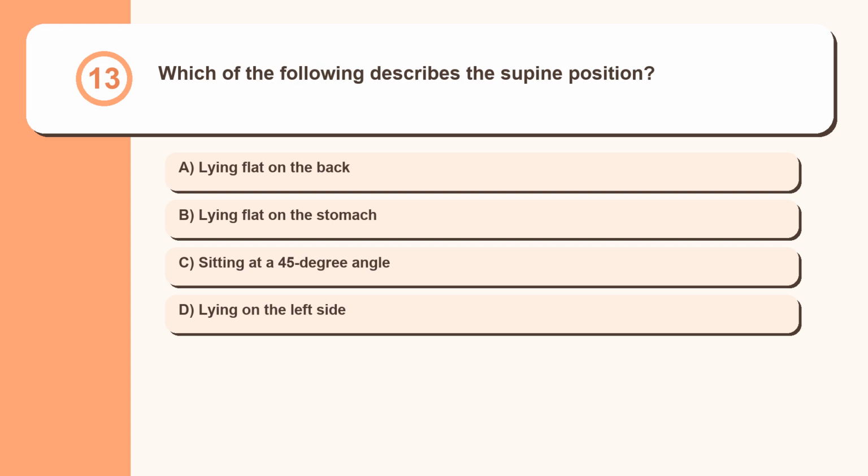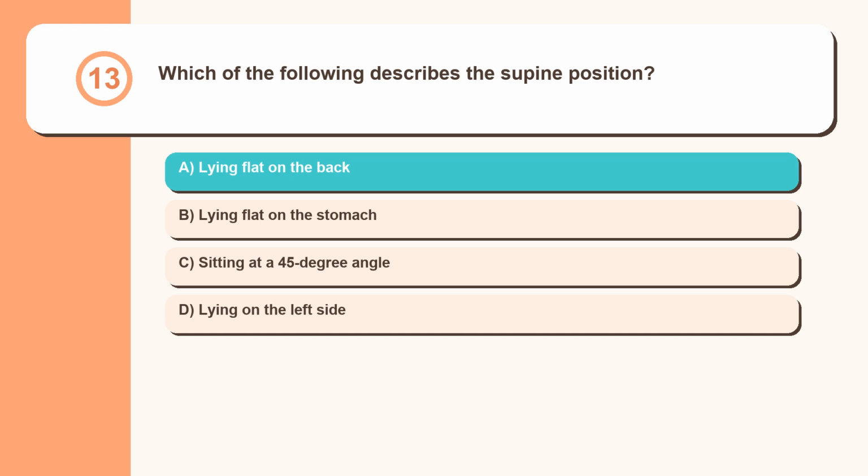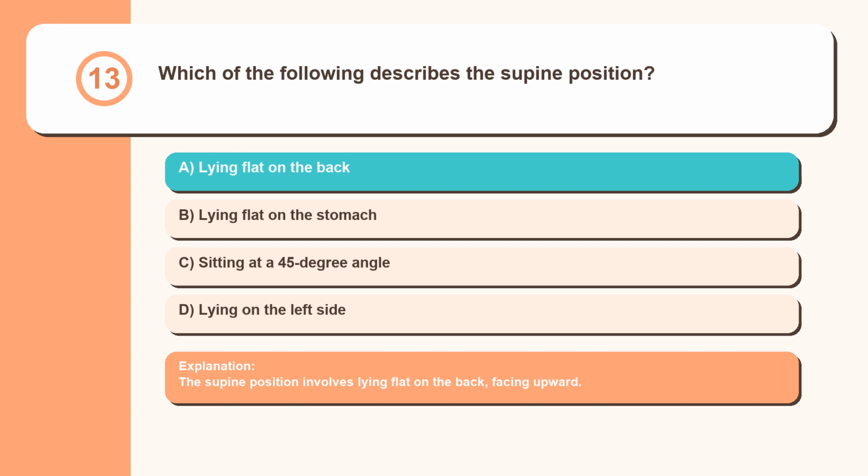Question 13. Which of the following describes the supine position? Lying flat on the back, lying flat on the stomach, sitting at a 45-degree angle, lying on the left side. The supine position involves lying flat on the back, facing upward.